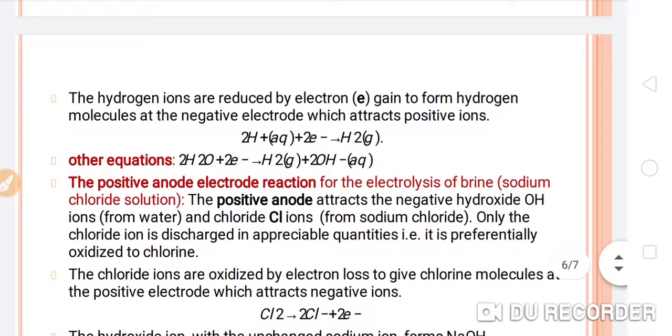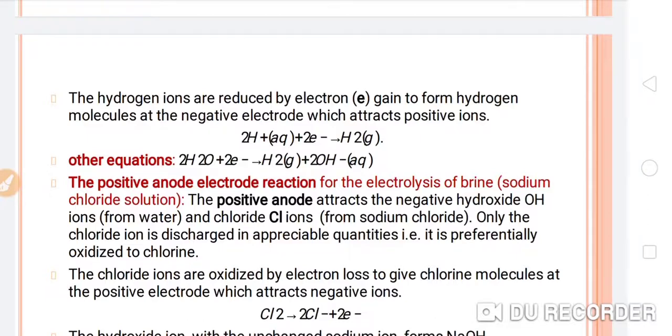The hydrogen ions are reduced by gaining electrons. At this terminal, the H+ ions, which are already deficient of electrons, will get electrons and be reduced here. So how will the H+ ion be reduced?